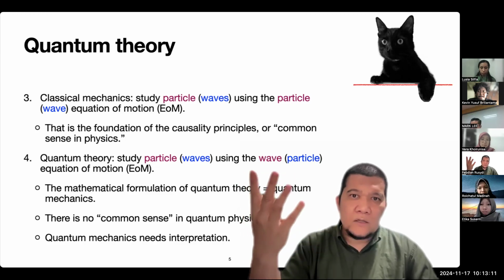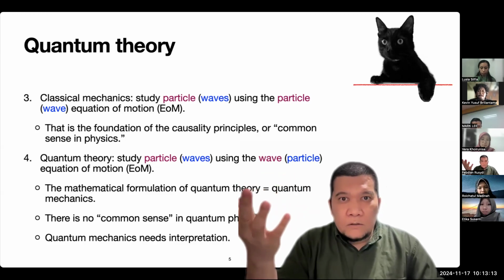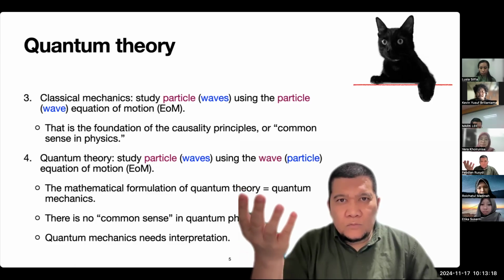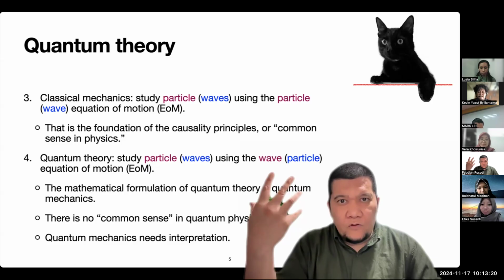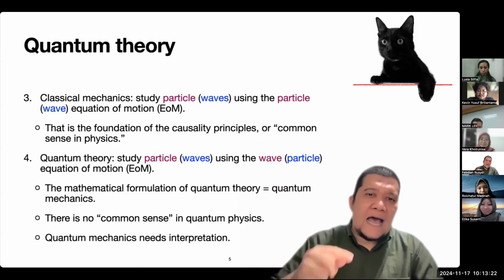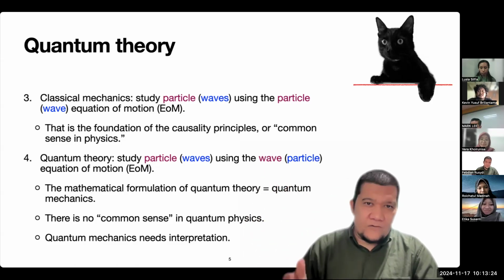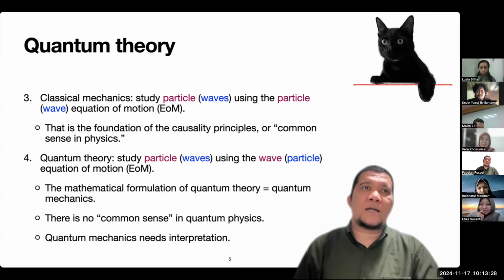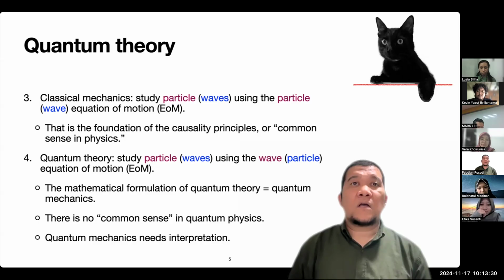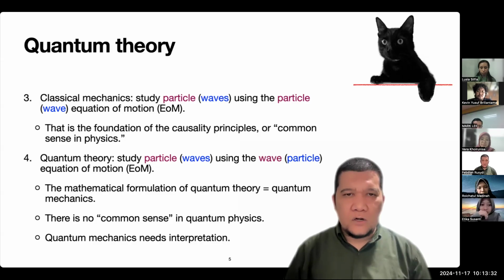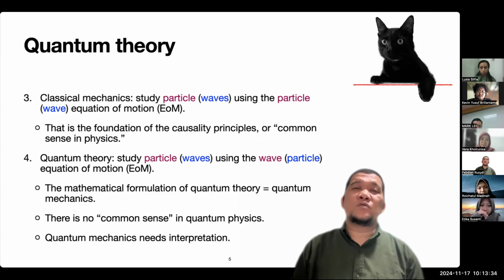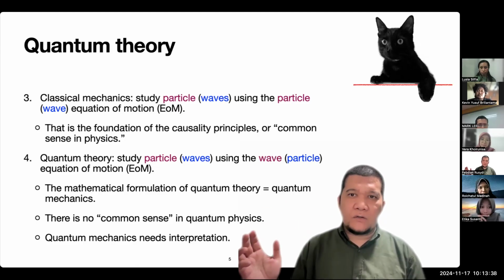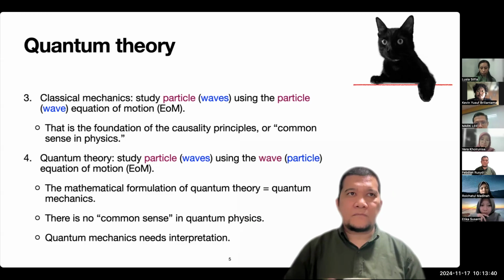So if someone approaches you, for example, Farah, and says, do you want to be my follower? Because I have quantum mechanics philosophy. That's a lie. You have to run away from a guy like that. There is no philosophy in quantum mechanics because there is no common sense. Why do we not have common sense? Because we do not use the particle equation for particles and the wave equation for waves. We do it the other way around.